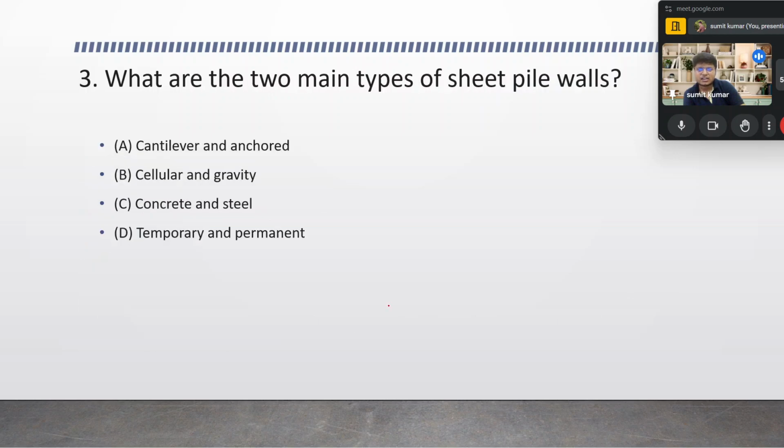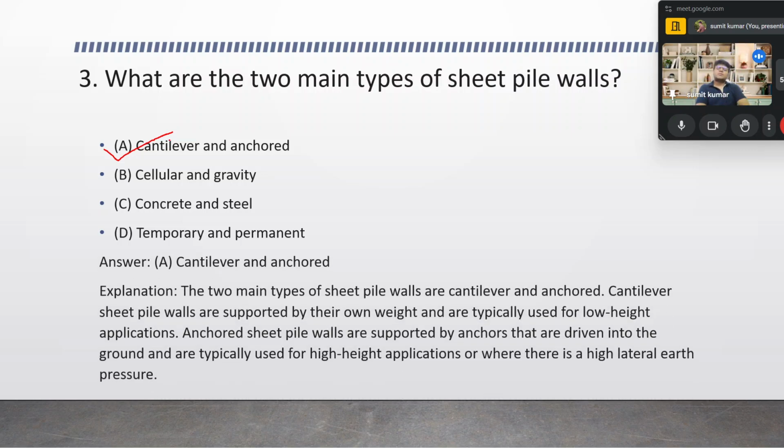Next question is, what are the two main types of sheet pile walls? The cantilever and anchor, cellular and gravity, concrete and steel, the temporary and permanent. As you are very much clear if you were there in the class, the cantilever and anchor is going to be our correct answer, right? The two main types of sheet pile walls are the cantilever and anchor. The cantilever sheet pile walls are supported by their own weight and are typically used for low height applications. The anchor sheet pile walls are supported by anchors that are driven into the ground and are typically used for high height applications or where there is a high lateral earth pressure.